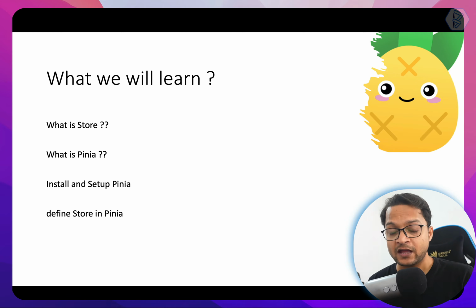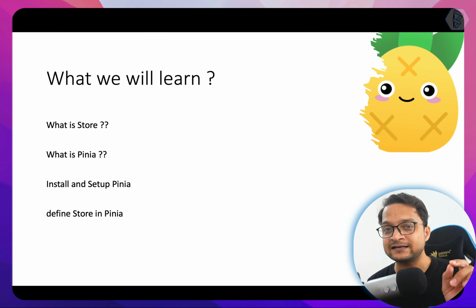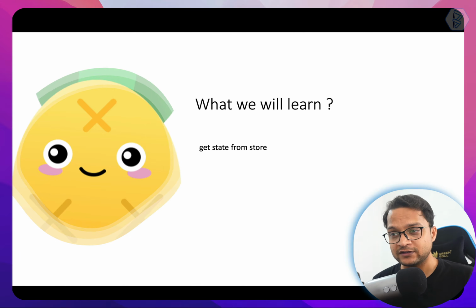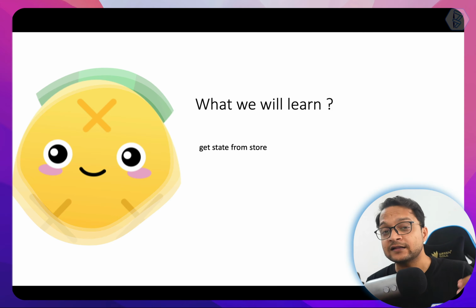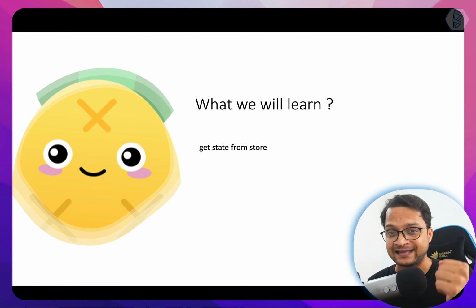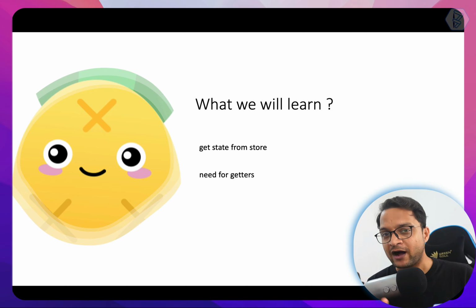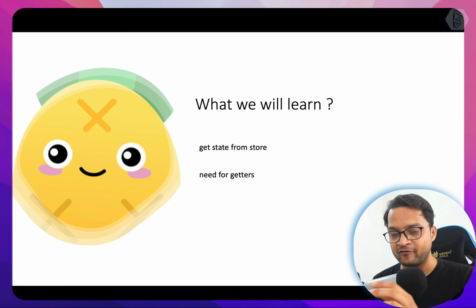After that, we will learn how to define our first ever Pinia store using the Pinia defineStore function. After that, we are also going to see how we can get the state which we have defined in the Pinia store, and then show it on our template. Then we also have another great concept which is called getters in Pinia. So what are getters and why we need them is the next topic in our course.